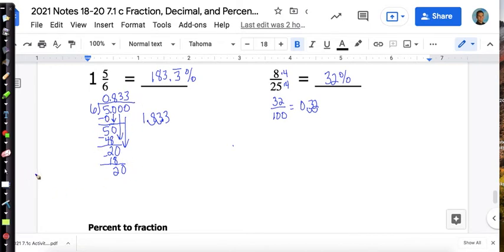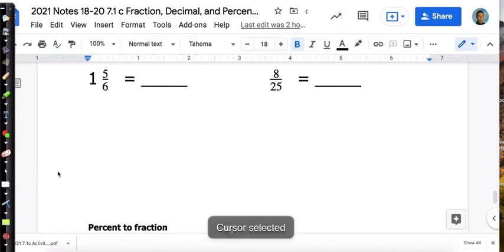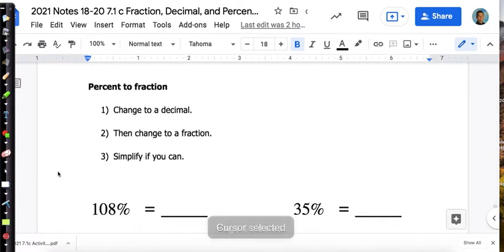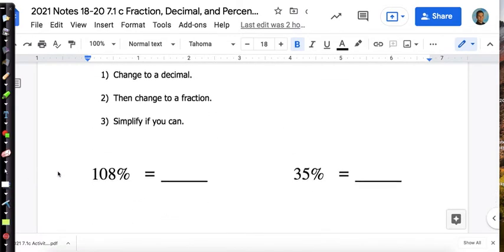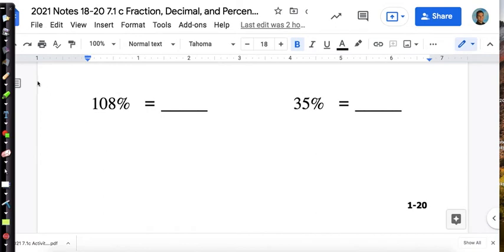Now we're going to go percent back to fraction. So let's look at a couple of examples. Okay, our rules say change to a decimal, then change to a fraction and simplify if you can. Okay, so 108%, there is no decimal, so I'm going to start here. We're going to go backwards, 1, 2. So the decimal is 1.08 or 1 and 8 hundredths.